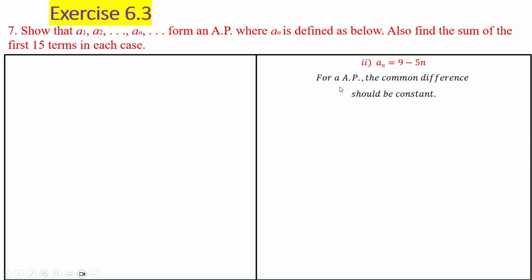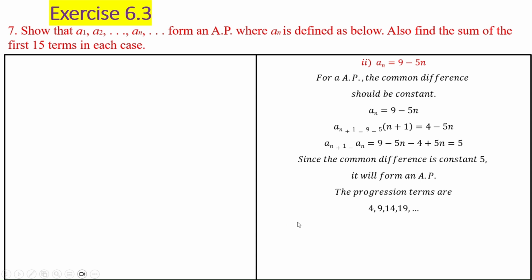So if I prove with this equation that the common difference is constant, then it is forming an AP. Correct? So an equals 9 minus 5n, an+1 equals 9 minus 5 into n plus 1, which is 4 minus 5n. If I simplify, an+1 minus an equals 5. 5 is a constant. There is no variable term in this, which means this equation will definitely form an arithmetic progression.